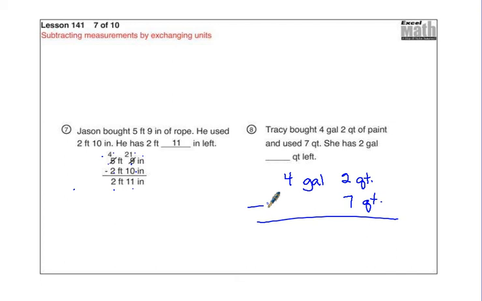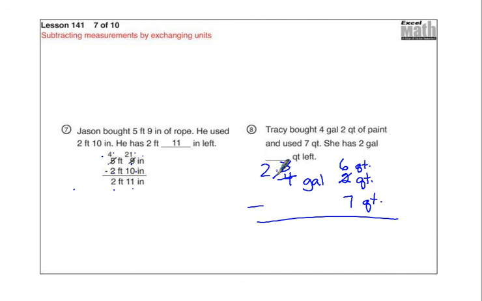So we have 2 quarts take away 7 quarts, and that's not 5 quarts. We're going to have to regroup. Borrow from the 4 gallons, make that a 3 gallons. There are 4 quarts in a gallon, so this becomes 6 quarts. Oh, now we have a little problem here. 6 quarts minus 7 quarts. That's not 1 quart. It's still not enough to subtract, so we're going to have to borrow again.